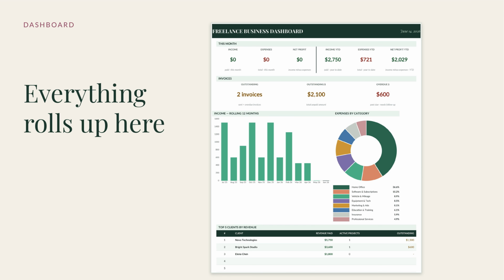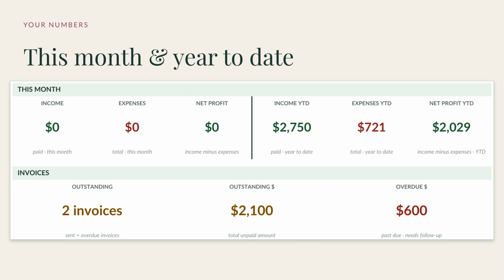Finally, the dashboard rolls everything up into one clear view. You do not fill in a single cell here. Every number comes from the other tabs automatically. This tab visualizes your income, profit, and trends, and gives you a complete and current picture of your business's health in one place. Let's look at the top band, which shows your money flow in 2 ways: this month on the left and the year to date on the right. This system helps you to look at your current month without losing sight of the year.